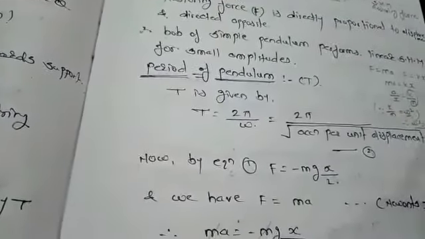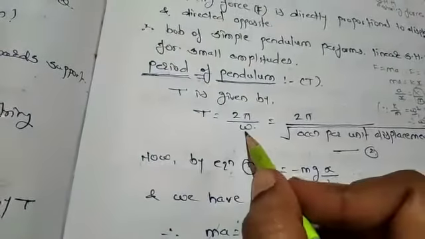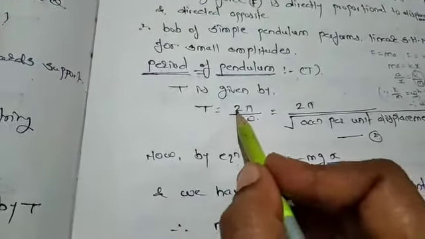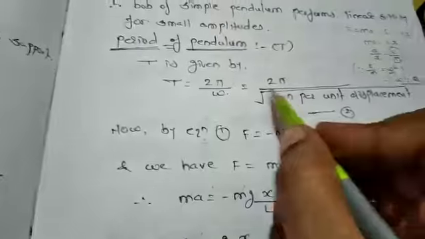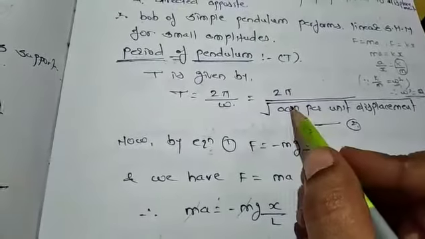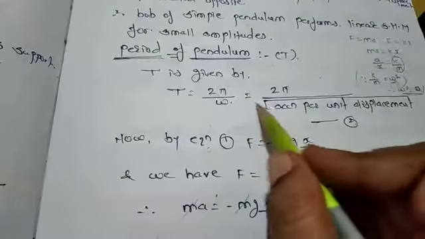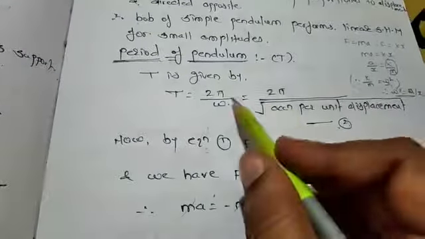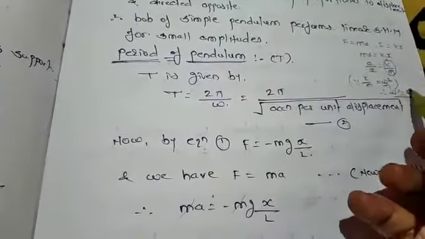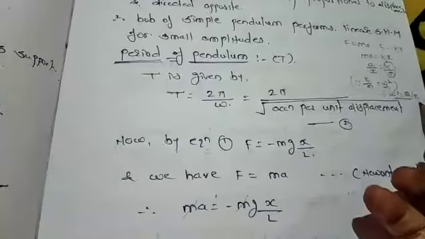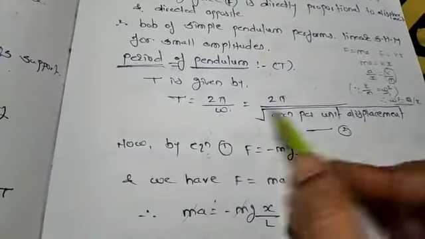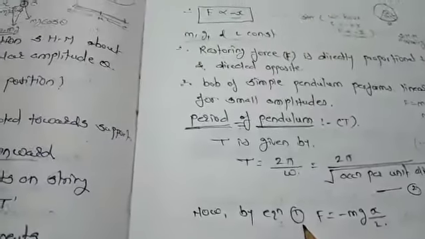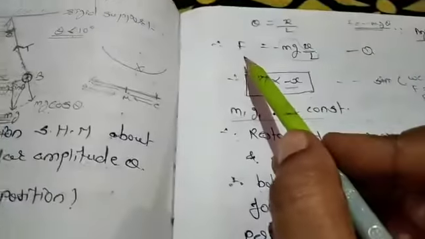So here we use this value in the formula for the time period, that is T is equal to 2 pi upon omega. So it is 2 pi under root of acceleration per unit displacement. We have taken the root as omega square is equal to a by x, and here it is omega, that's why I have taken the root. So by equation 1, what is equation 1? This was our equation 1.